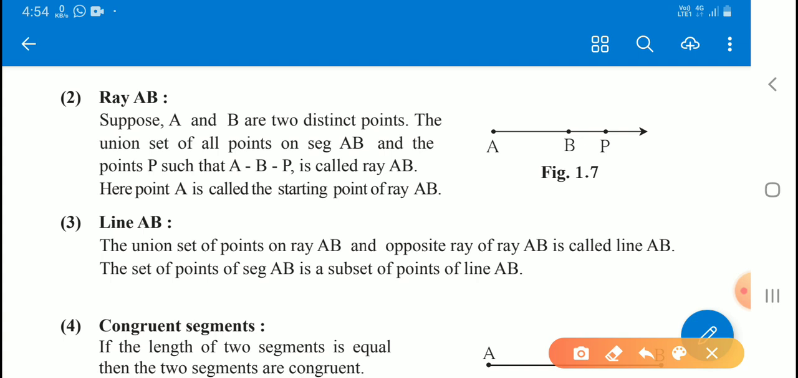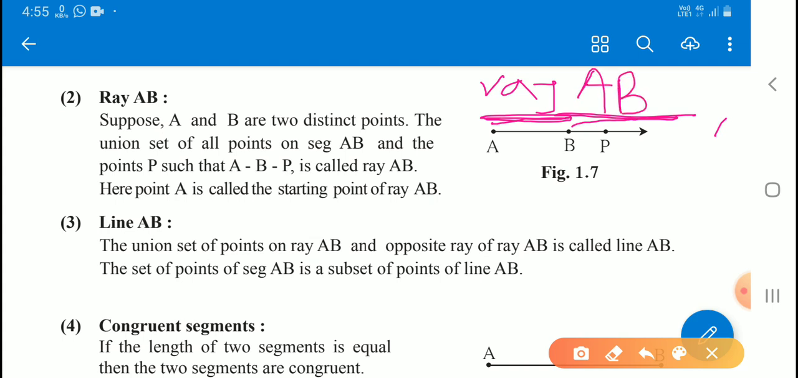The union set of all points on segment AB and the points P. Here they have given the ray AB. Why are we calling it ray AB? Because here the segment is given, that is segment AB, and we extended this ray to point P. So here we write the name of the ray as ray AB.